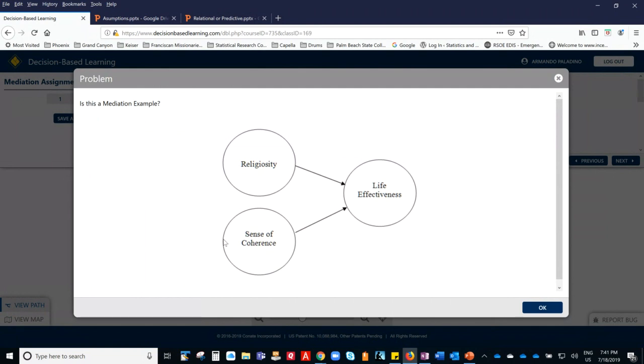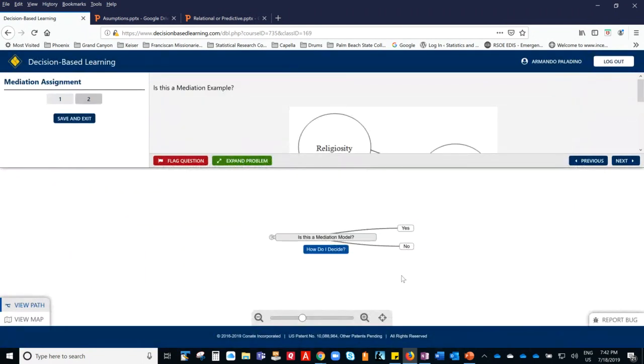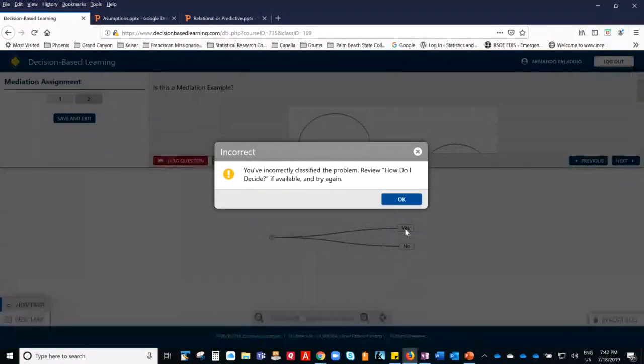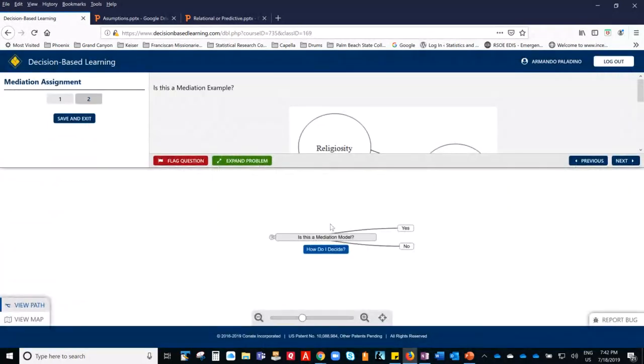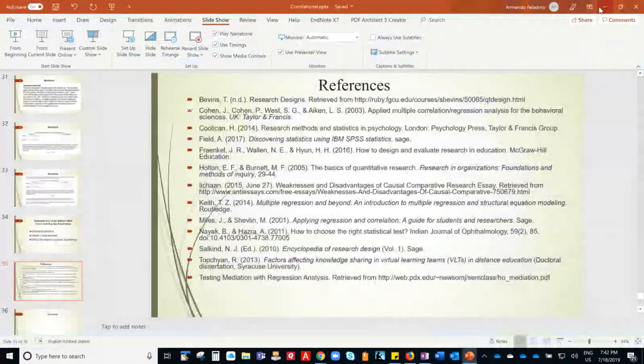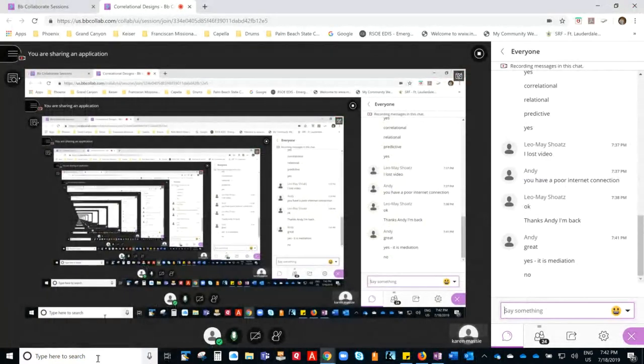religiosity and sense of coherence are both predicting directly into life effectiveness. There is nothing in between. So that would be a yes. Excuse me, no, that would be a no, right? It's not a mediation. Very well. So that ends the presentation, and I'm going to stop sharing so we can open for questions.